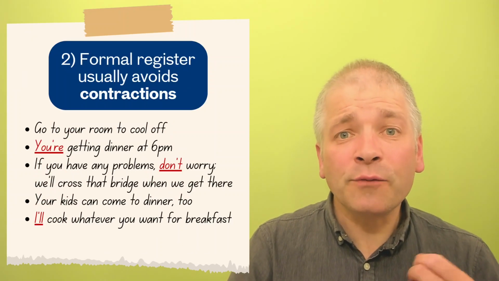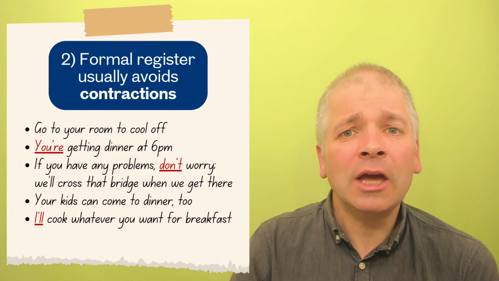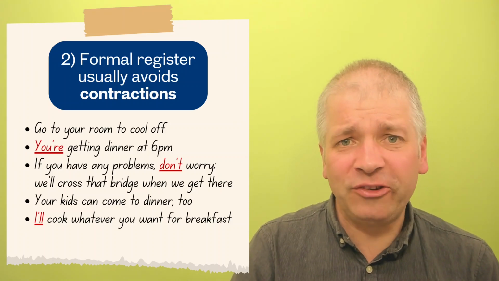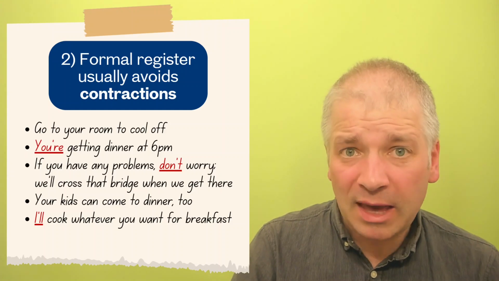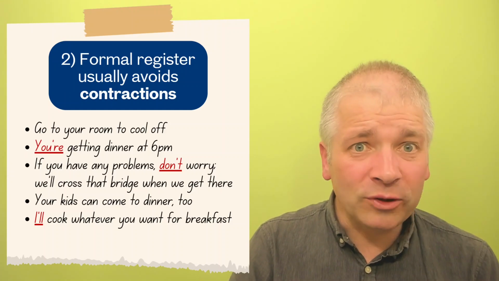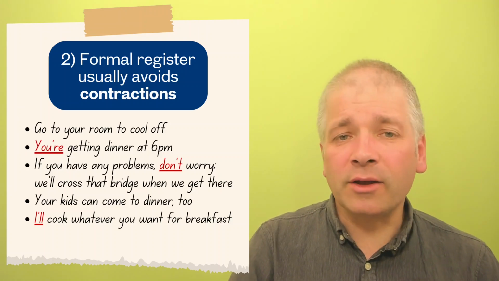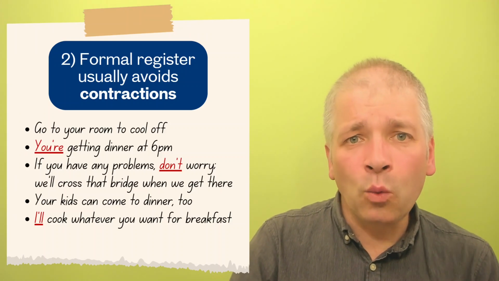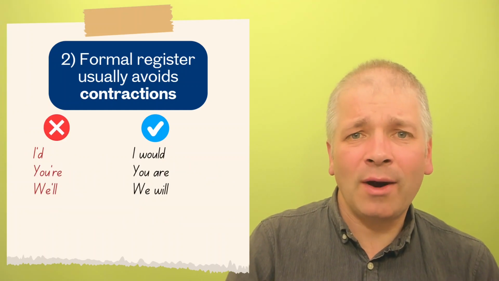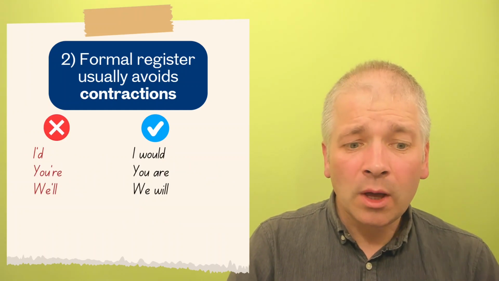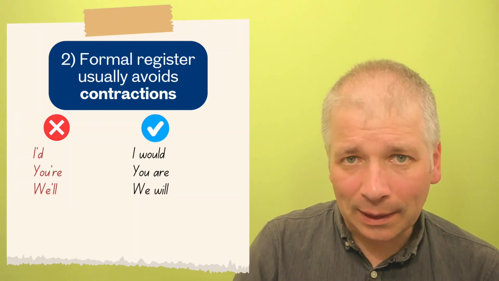Secondly, they should have avoided contractions in the written message. Contractions are where we shorten words in certain situations, such as with pronouns or in negatives. In this text, we have you're, which is short for you are, don't, which is short for do not, and I'll, which is short for I will. Some other examples are I'd, which can be short for I had or I would, you're, we've, and we'll, we will.